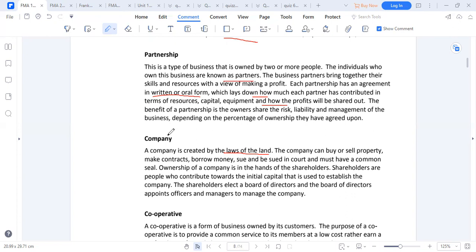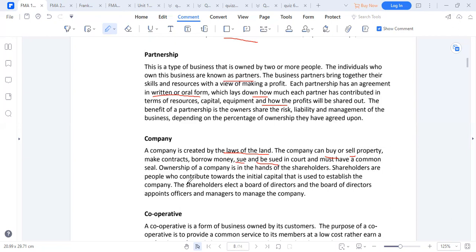So for a company, we have the laws of the land. In Zambia, Cap 388 incorporates a company into a person. This person will have powers to sue and be sued, to sell property and own property, to make contracts and borrow. In court, the person who owns this is called a shareholder. The shareholder can be sued by the very company he owns. Now, shareholders will contribute their initial capital.